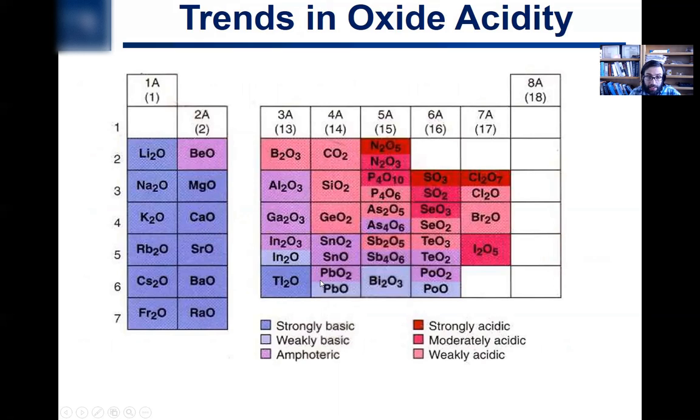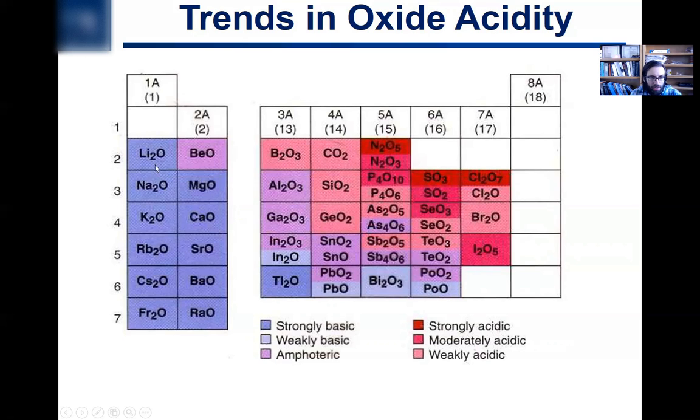All right, so based on that, you can come up with trends in periodicity of anhydrous oxide acidity. Oxides on the left of the periodic table are going to be strongly basic, because that's where your metals are. On the right, you're going to be strongly acidic. In between, you're going to be somewhere in between. You can see in the middle, you have some amphoteric. This is not showing the transition metals. We'll talk about that on the next slide.